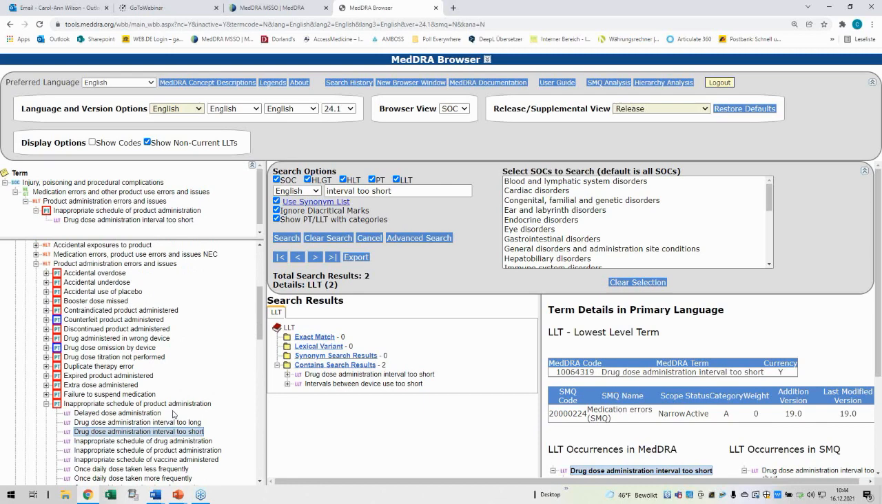Intentional deviation from dosage regimen would not be appropriate because we don't know whether this deviation was intentional. This was not reported. In drug dose omission in error, again, the dose was not omitted. It was given too early. So drug dose omission in error would also not be appropriate.